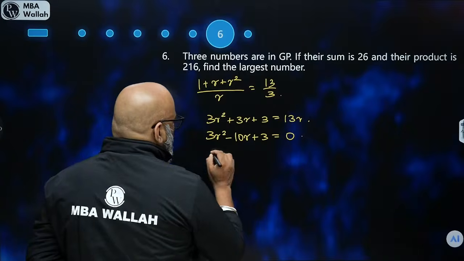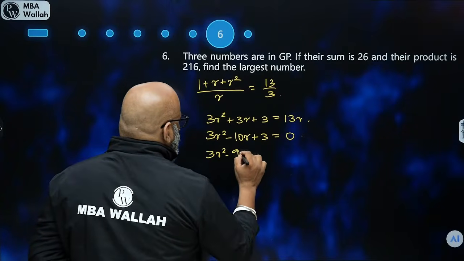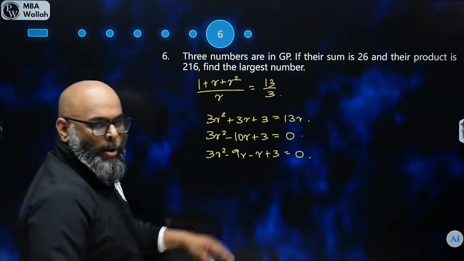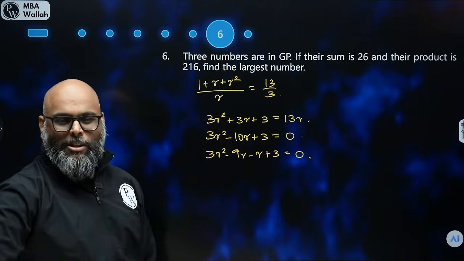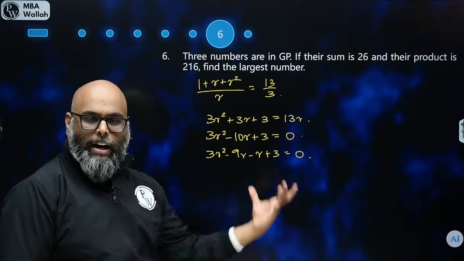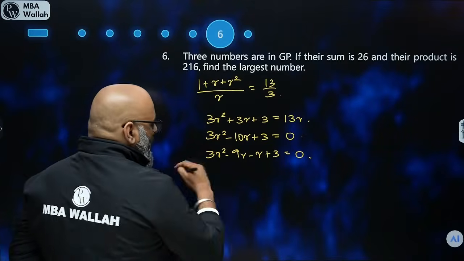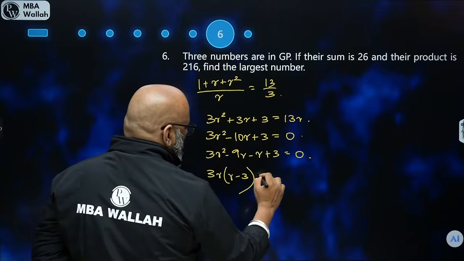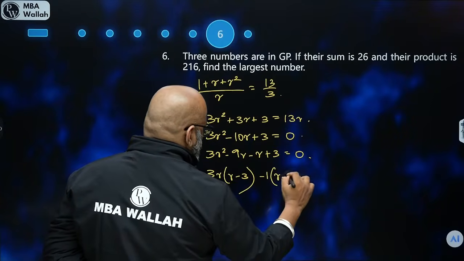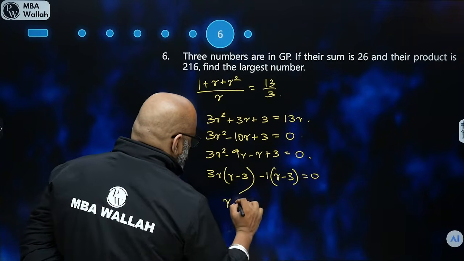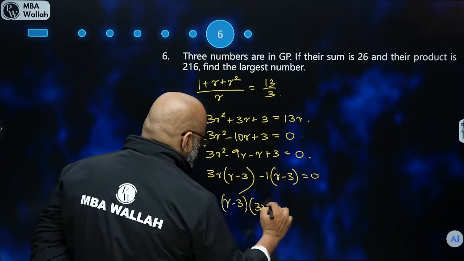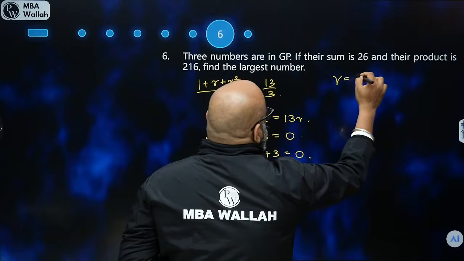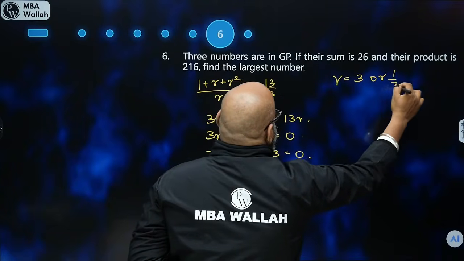So this can be written as 3R square minus 9R minus R plus 3 equals 0. I'm conventionally doing it. We know there is a better way to do this, but for the sake of the calculation, I'm writing it in full form. I'm taking 3R common here, R minus 3. I'm taking minus 1 common here, R minus 3 equals 0. So R minus 3 into 3R minus 1 is equal to 0. So we can say R is equal to either 3 or 1 by 3.